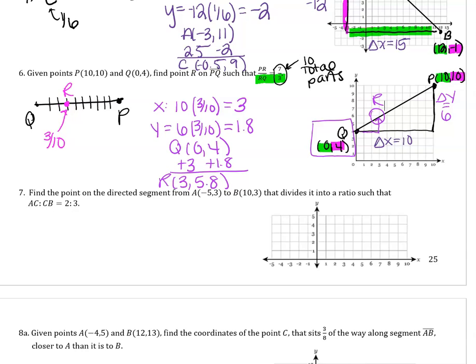All right, find the point on the directed line segment from A to B, where A is at -5, 3, B is at 10, 3.